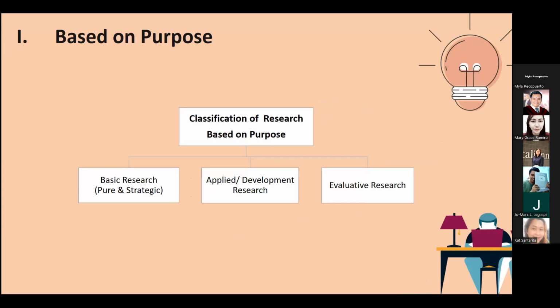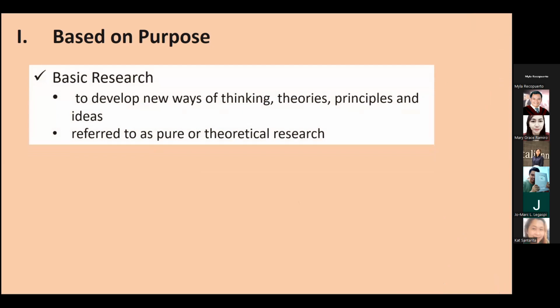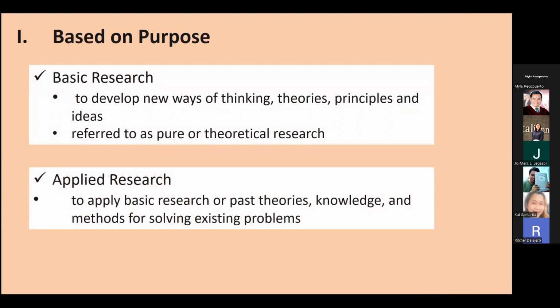For the first one, it has three types, which are basic research, applied research, and evaluative research. Basic research is to develop new ways of thinking, theories, principles, and ideas. It is also referred to as pure or theoretical research. Then we have applied research, which is to apply basic research or past theories, knowledge, and methods for solving existing problems.